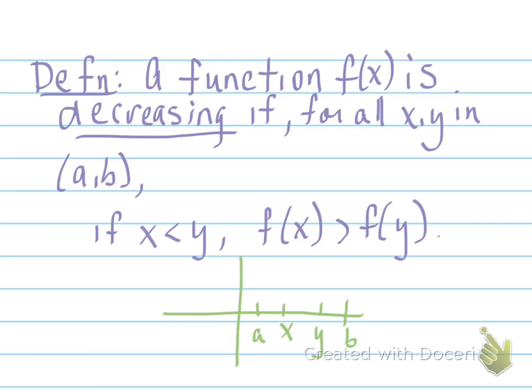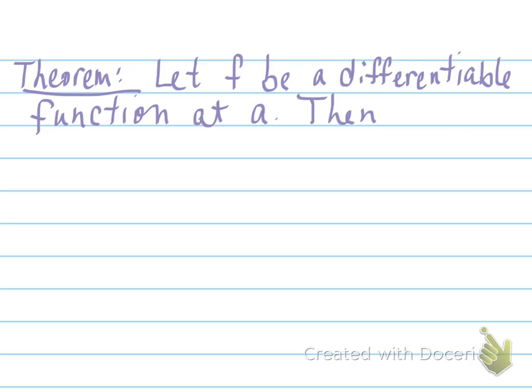So here's my interval again. x and y are between a and b. x is less than y. And then notice I want f of x to be bigger than f of y. So my function is getting smaller as I move from left to right. That's a decreasing function.